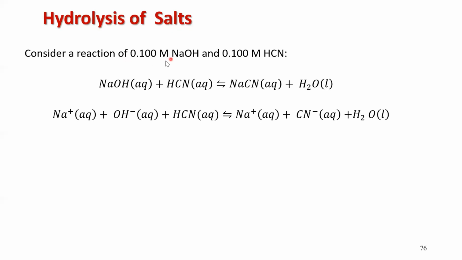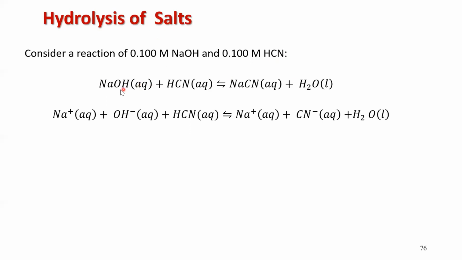So let's say that we have 0.100 molar sodium hydroxide, which is a base, and we add it to 0.100 molar hydrocyanic acid, which is a weak acid. Okay, well, we're going to produce sodium cyanide and water. It's essentially a double displacement reaction. The sodium here and the hydrogen here switch places.